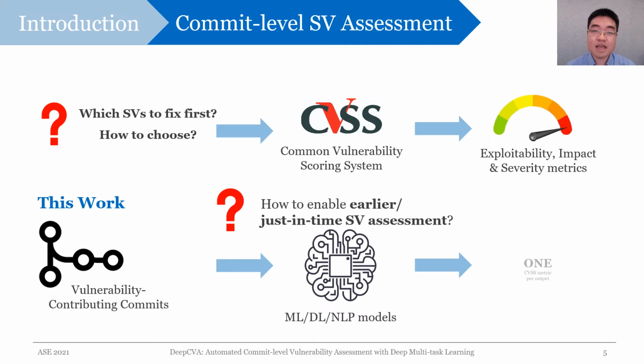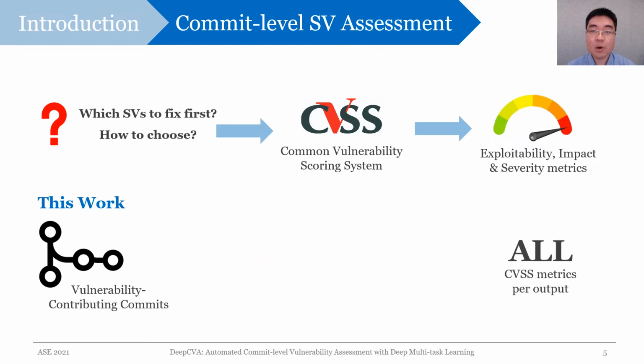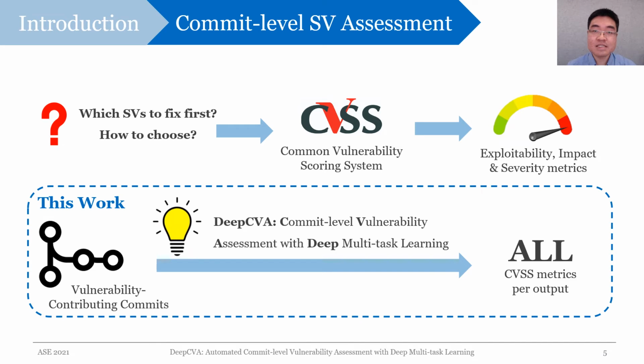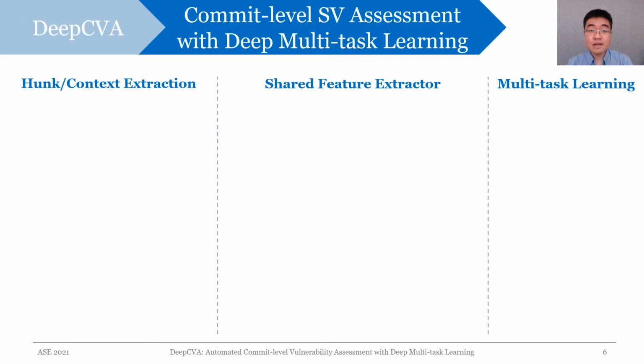Thus, we investigate the possibility of predicting all CVSS metrics simultaneously in a single model to reduce the model training and maintenance time compared to having separate models for individual metrics. To fulfill these two aims, we present DeepCVA, a novel deep learning model to automate commit-level vulnerability assessment with multitask learning. Here are the three main components of DeepCVA.